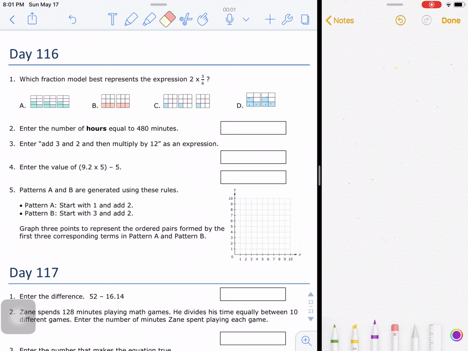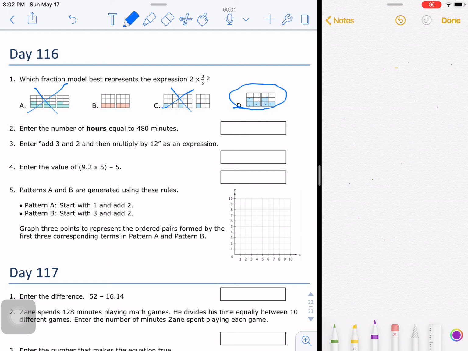So I'm going to look at the models that have 2 copies of something. That eliminates A and C. So then I can focus on B and D. And as we look at D, we see that it is in sixths, and 3 of them are shaded for each one. So that represents 2 copies of 3/6.